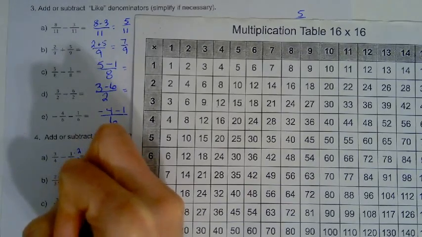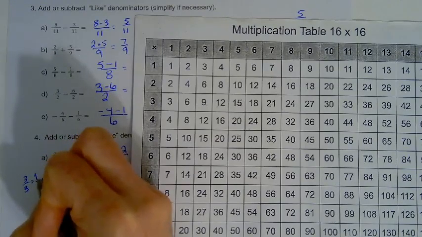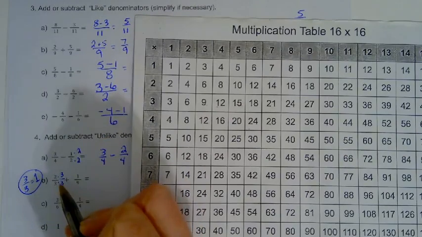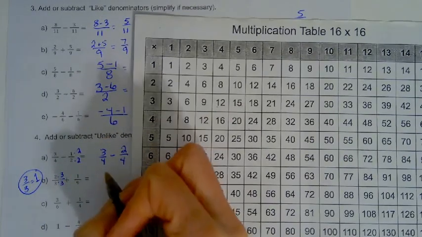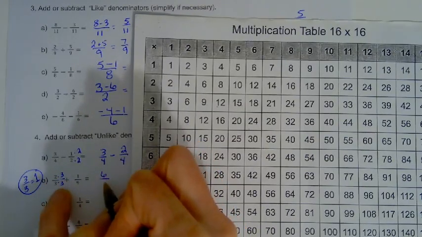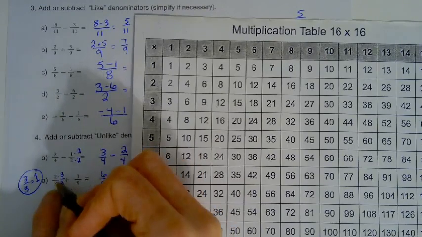Remember, when you multiply by 3 over 3, that's the same thing as multiplying by a 1, and that doesn't change any of the value. It just changes the way it looks. So I'm going to multiply this by 3 over 3. Okay, so 2 times 3 is 6, and 3 times 3 is 9. And now 2/3 has been rewritten as 6 over 9.